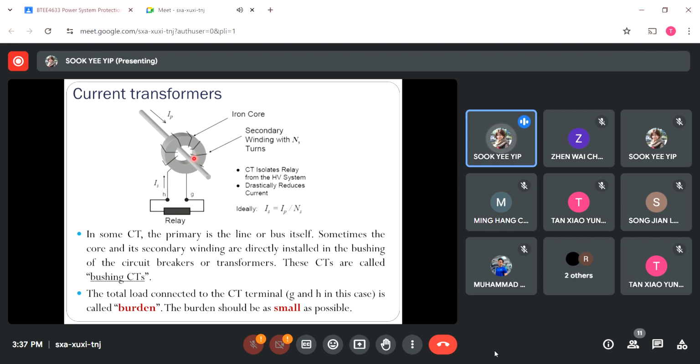So in order to get the right current value measurements, this burden should be kept as small as possible, following the burden's rating, as we have learned for the voltage transformer. Okay, so now let's move on here.